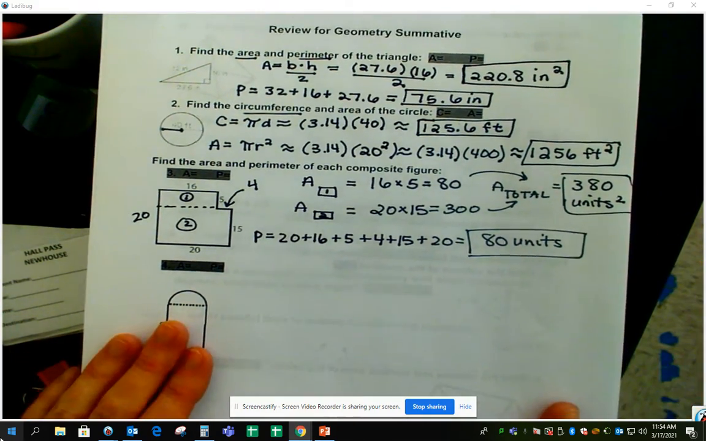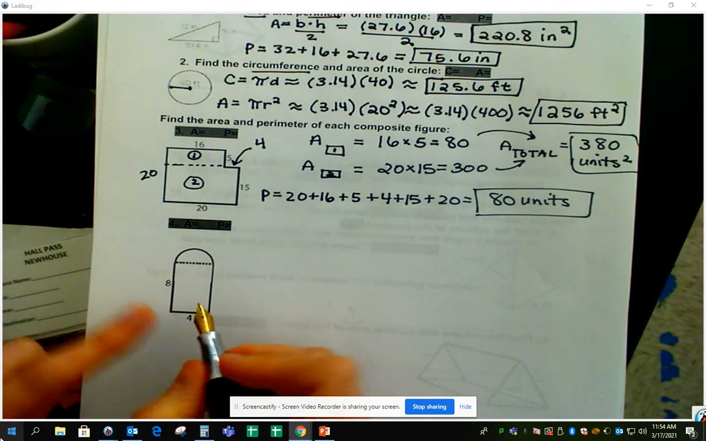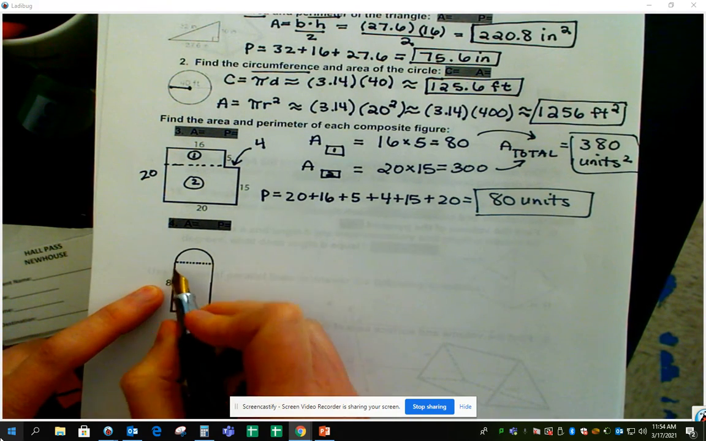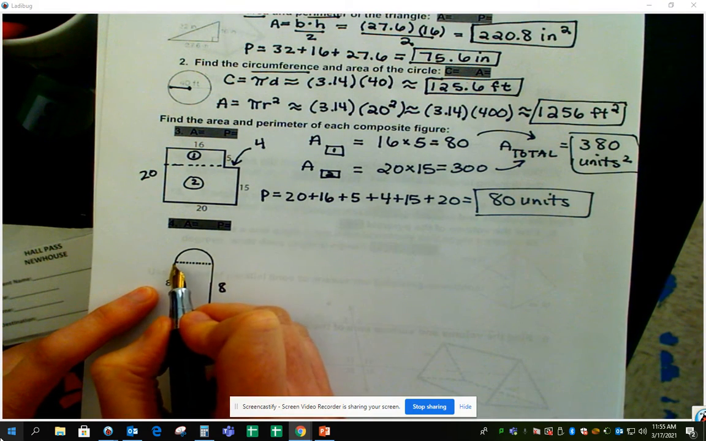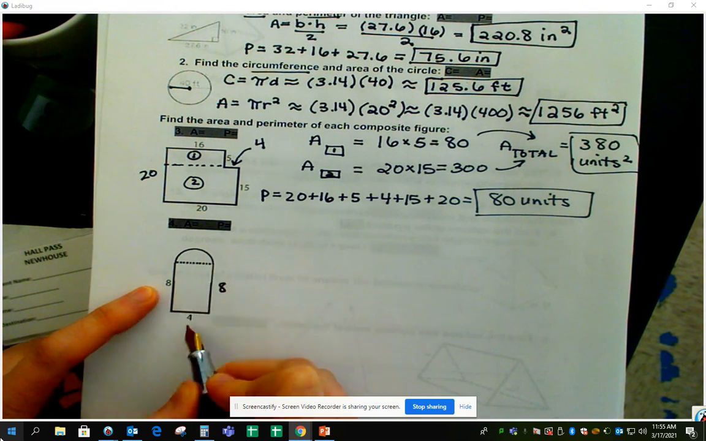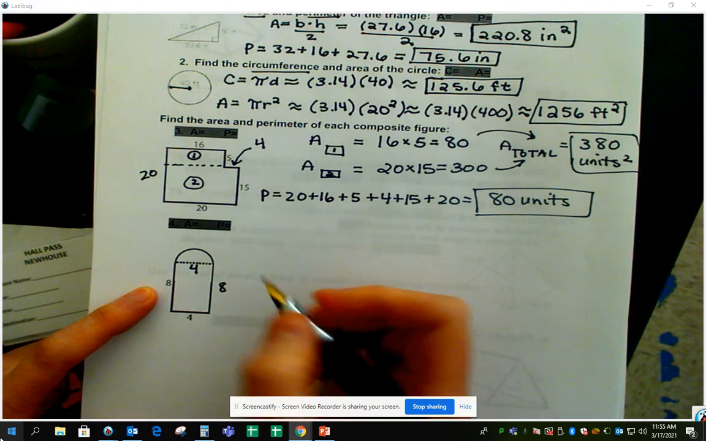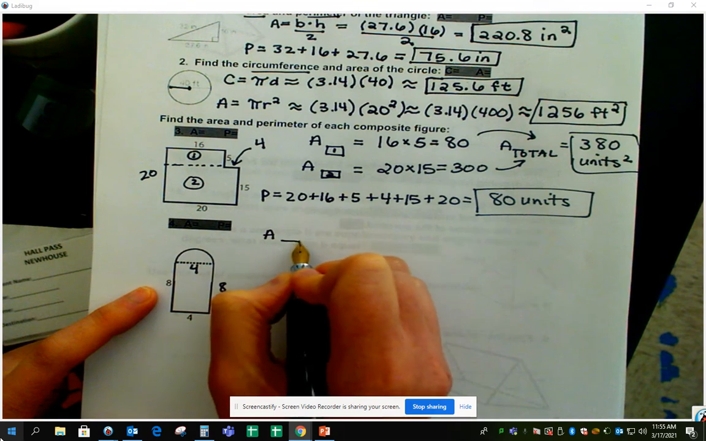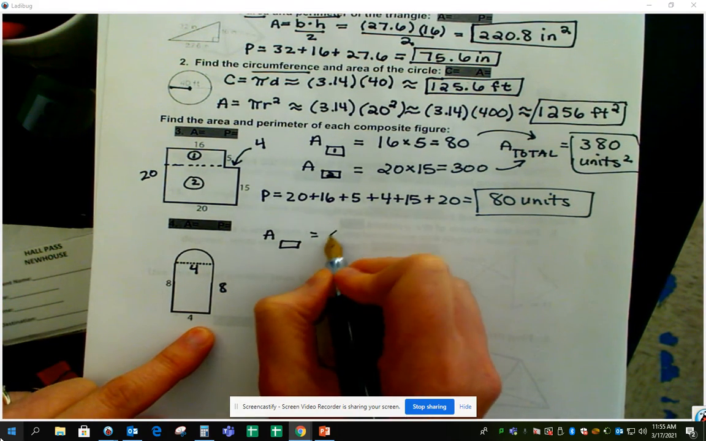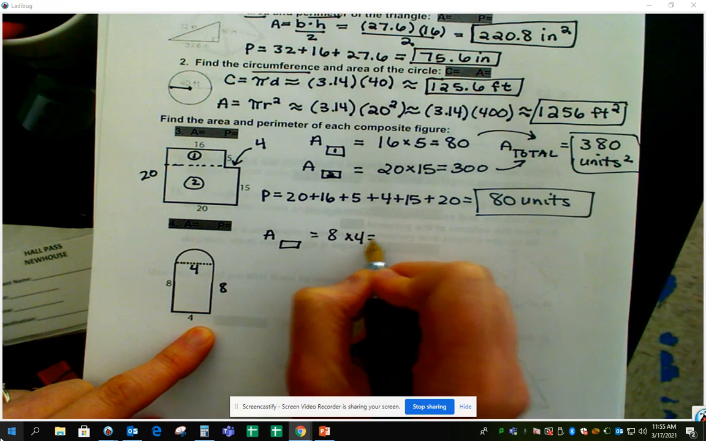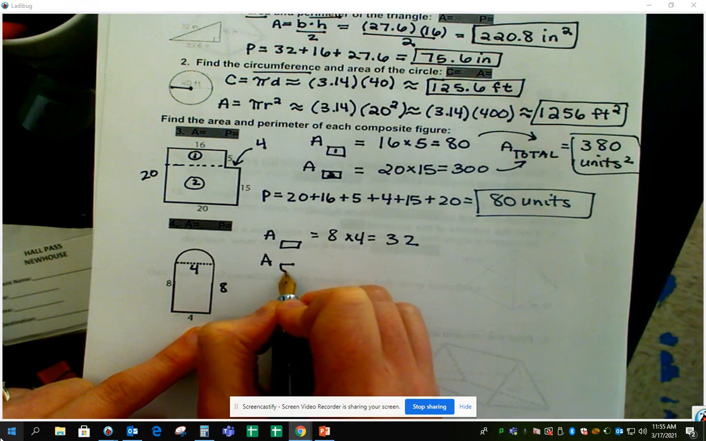All right, for our next one, we have a rectangle and half of a circle. So let's get our lengths first. So if this part is 8, then this part is also 8. And that means that our diameter of our circle is 4. Okay, so let's start with the area of the rectangle. This part right here would be 8 times 4, which is 32.